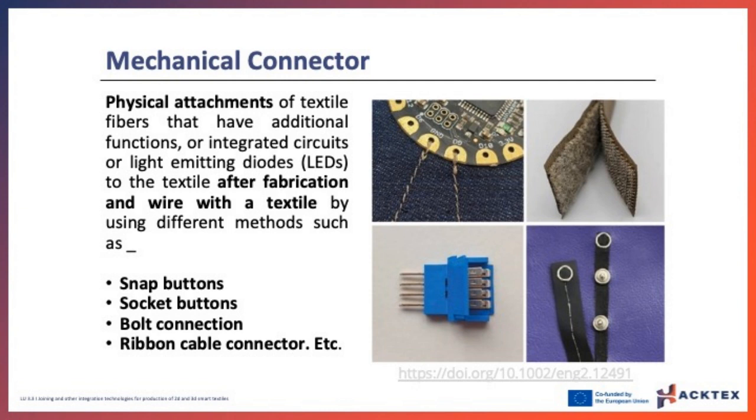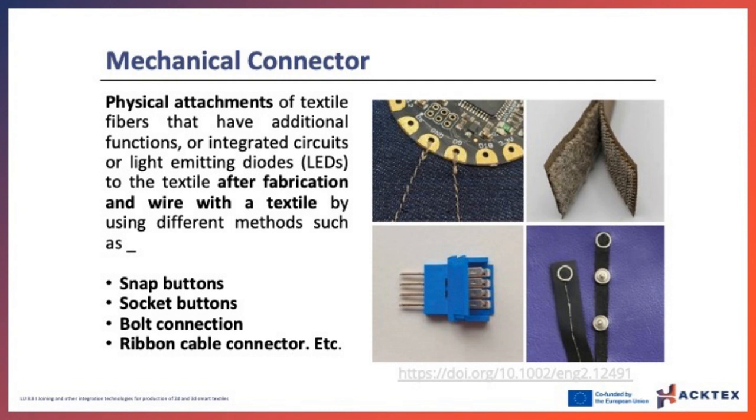Mechanical connector. Mechanical connectors are another approach used for joining and integrating electronic components in smart textiles. Mechanical connectors provide a reliable and removable connection between components and textile substrates, allowing for flexibility and interchangeability. As you can see on the images on the slide, mechanical connectors are physical attachments of textile fibers that have additional functions, or integrated circuits or light-emitting diodes to the textile after fabrication and wire with the textile by using different methods. Examples of mechanical connectors include snap buttons, socket buttons, bolt connection, ribbon cable connector, etc.